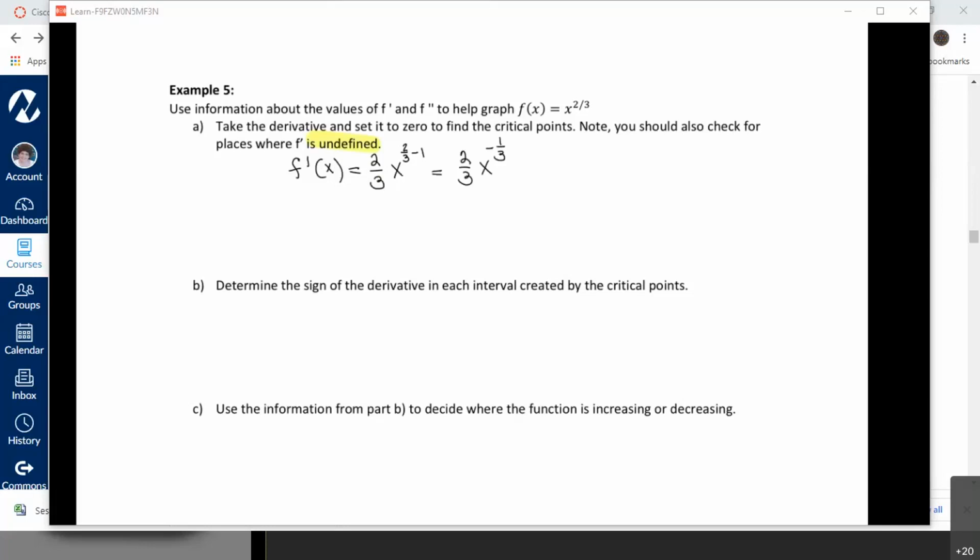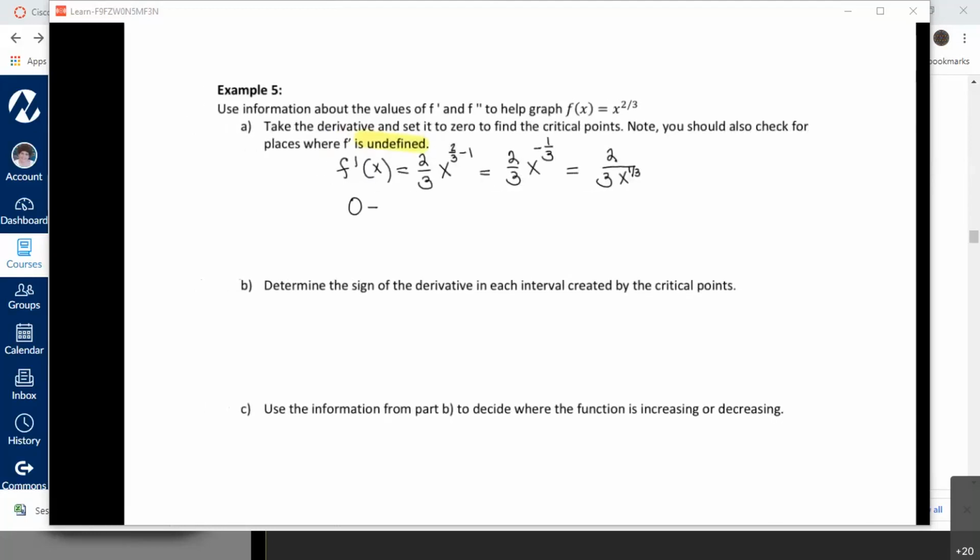Another way to write this would be 2/3 x to the 1/3, or this could also be a cube root. There's no point in oversimplifying it. Now here's my question to you.